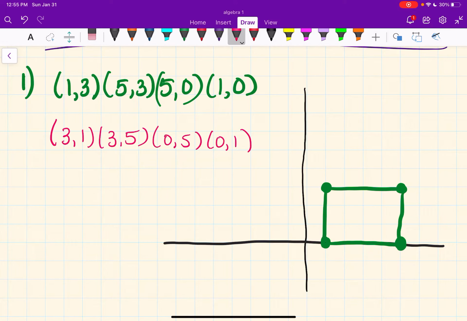So (3, 1), (3, 5), (0, 5), and (0, 1). Whoops. I just did that really wrong. Getting tired. Sorry. (0, 5) would be here.